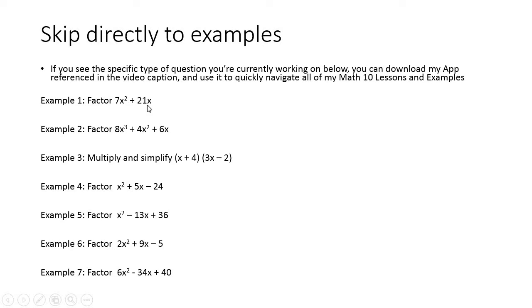So the first two examples here are just basic binomials and trinomials where you will factor out a greatest common factor. Example 3 goes over using the distributive property to multiply and simplify the multiplication of two binomials. Examples 4 and 5 are factoring trinomials where a is equal to 1. And examples 6 and 7 are factoring trinomials where a is greater than 1.